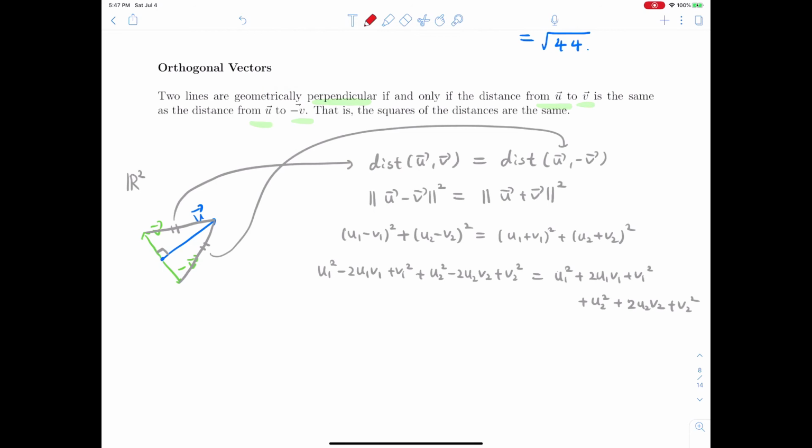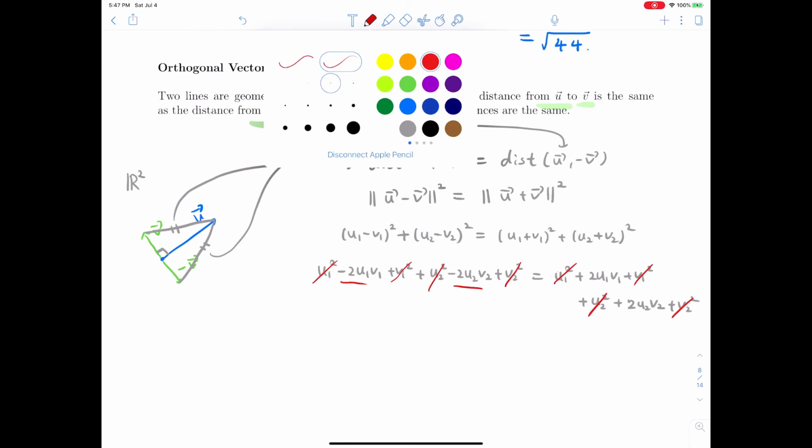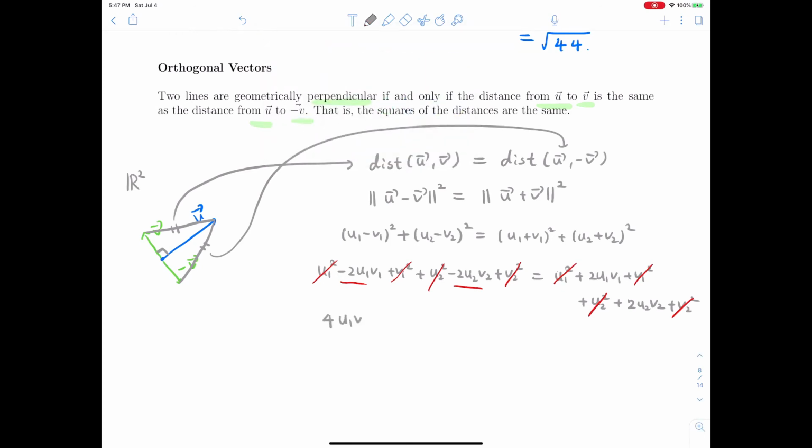So now we can cancel out u1 squared, v1 squared, u2 squared, and v2 squared. And if you move these two to the right hand side, then you get 4 times u1 v1 plus 4 times u2 v2 equals 0. Or in other words, we get u1 v1 plus u2 v2 equals 0. Or equivalently, we have u dot product with v equals 0. You can apply the same argument for Rn, but you will have n squares in this part.